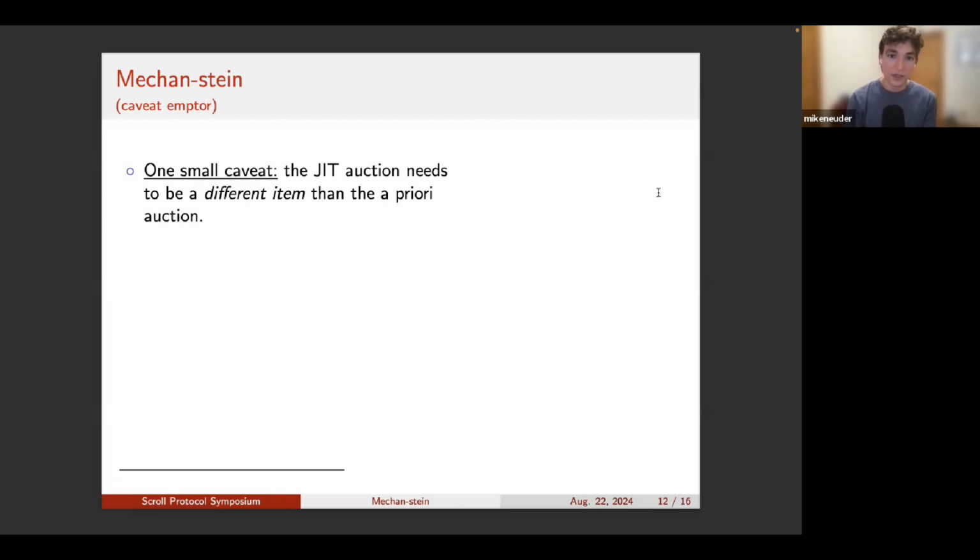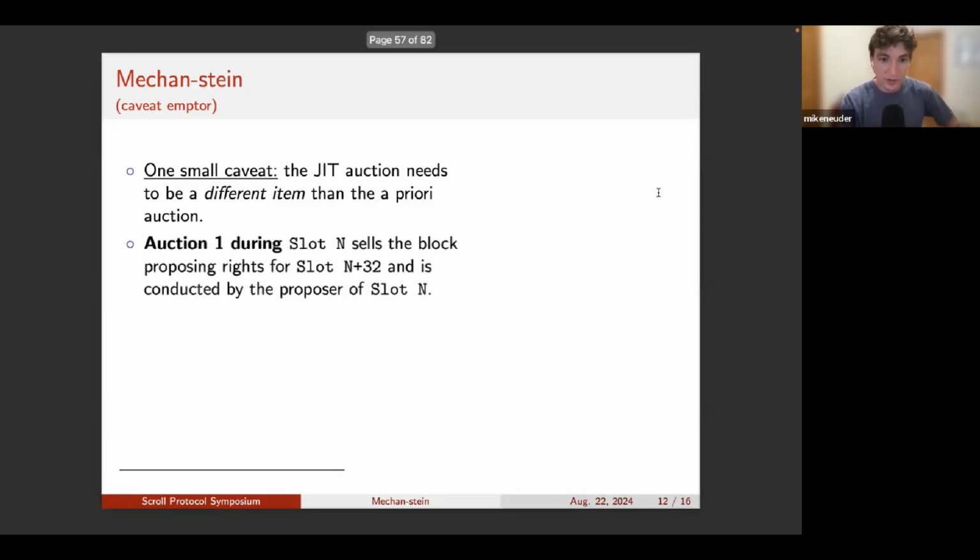So what we can actually do is have the just-in-time auction be a different item than the a priori auction. And the default, or the most intuitive, thing to do here is to split the block into two parts. So you have a part that you sell just in time. This is usually what we refer to as the top of block, and this is kind of the most premium block space, if you will. And then the rest of the block, which is sold in the a priori auction much ahead of time.